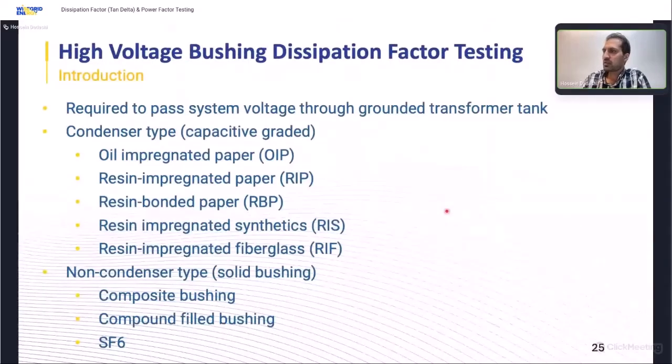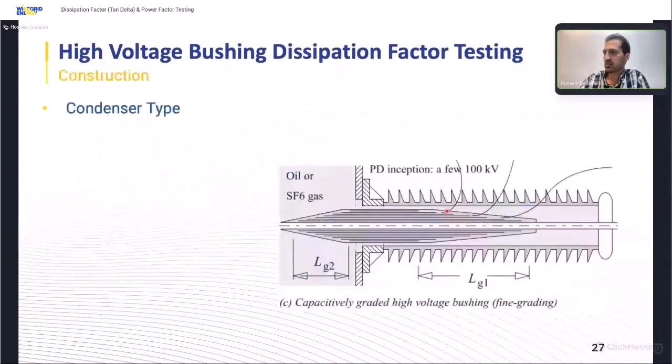So we continue with the high voltage bushings. We have 2 types of bushings: condenser type or capacitive graded bushings, which are OIP, RIP, RBP, and the new generation of bushings, which are called RIS and RIF bushings. And the non-condenser type bushings, or we call them solid bushings, which are composite, compound filled, and SF6 bushings, especially for GIS. In this webinar, we cover condenser type bushings. For non-condenser type bushings, there are just hot collar tests, which we talk about that.